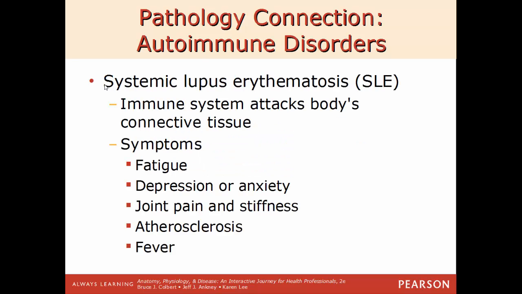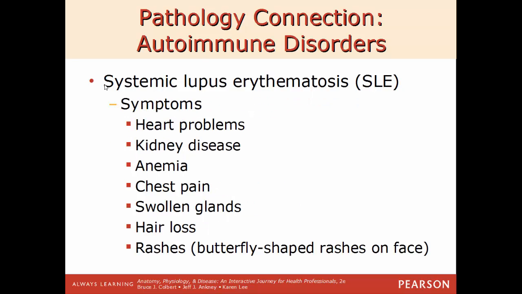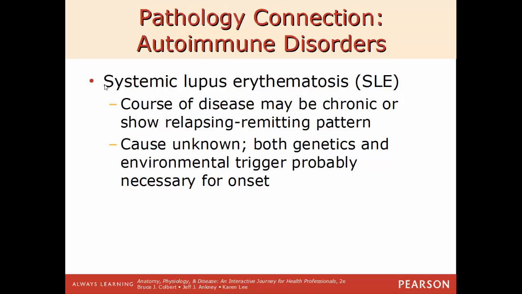The next one, SLE, systemic lupus erythematosus, is where your immune system attacks your body's connective tissue. Common symptoms: fatigue, anxiety, depression, stiffness, joint pain, atherosclerosis, and fever. Some common symptoms of SLE: heart problems, anemia, kidney disease, chest pains, hair loss, rashes, in particular butterfly-shaped rashes on the face. Now, the course of the disease could be chronic or could be a relapsing, remitting pattern. The cause for SLE is unknown. Some possible triggers could be genetics or could be environmental.